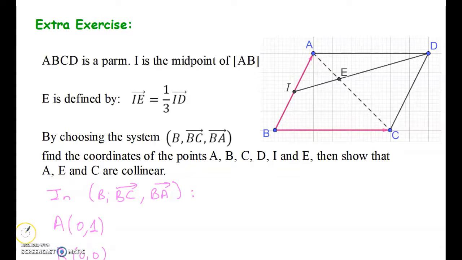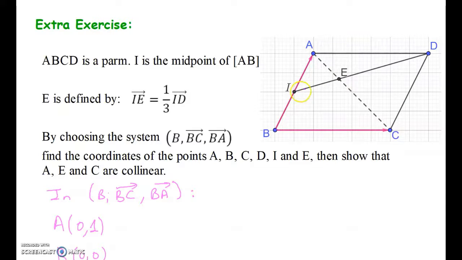How do we do this? First, I know information about IE. So I know IE in terms of ID. So I want to write AE first as AI plus IE, okay? Because I know information about IE. So this is AI plus IE. Now AI, I can replace it by half AB, okay? So I can replace AI by half AB. I remain with IE. Now what should I do with IE? I use the given. IE is 1 over 3 ID. So I will replace IE by 1 over 3 ID.